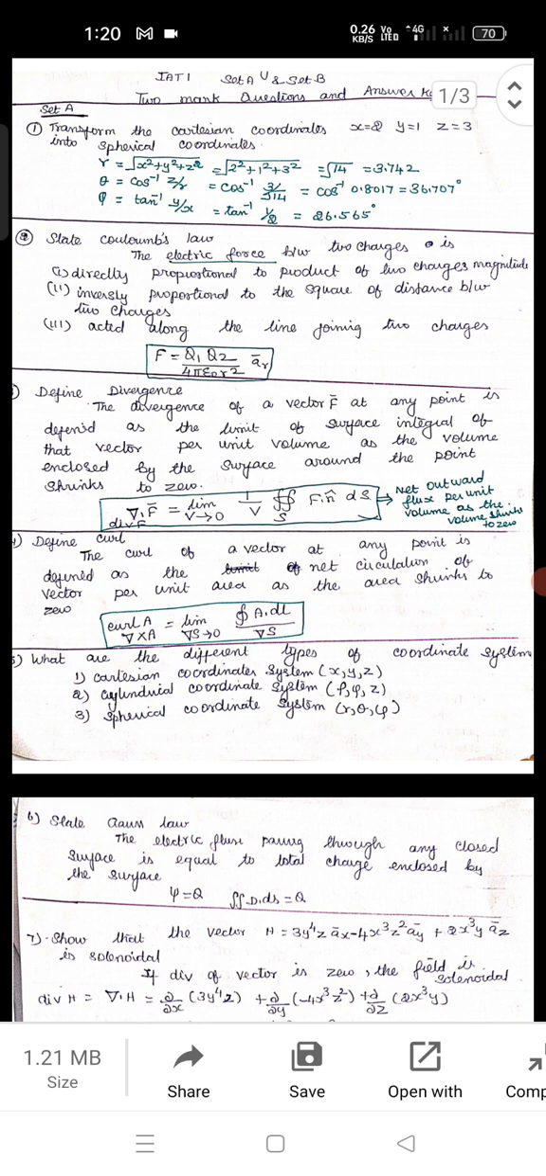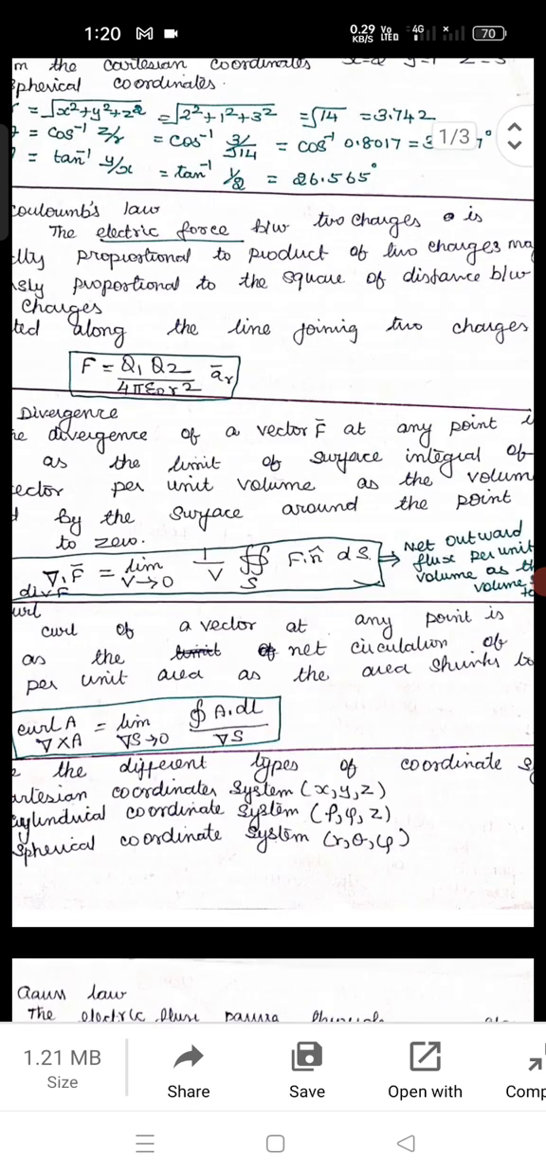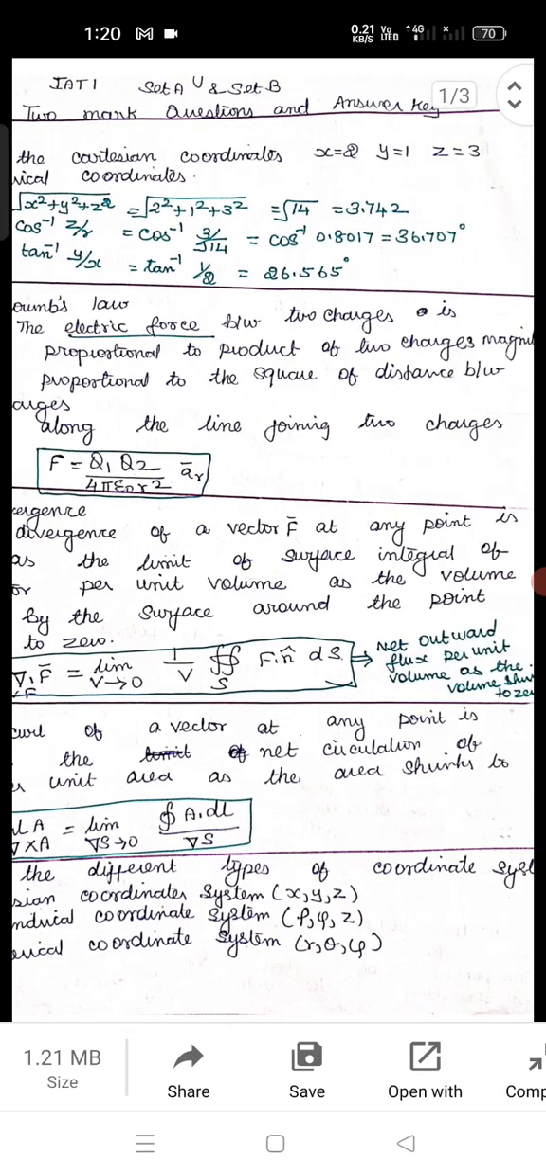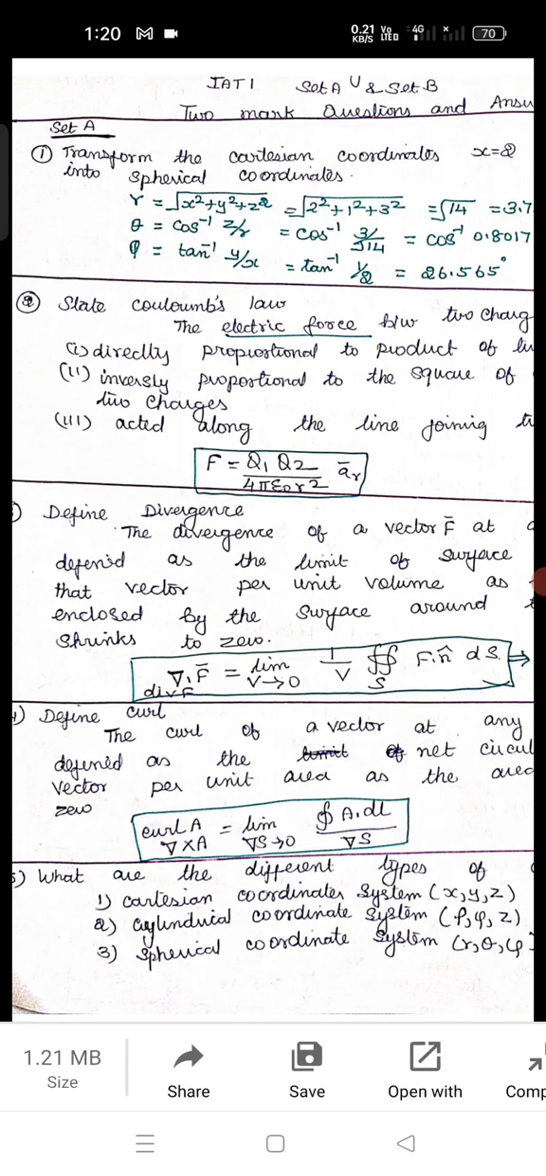The first question is: transform the Cartesian coordinates x equal to 2, y equal to 1 and z equal to 3 into spherical coordinates. Here we have to convert the Cartesian system into spherical.